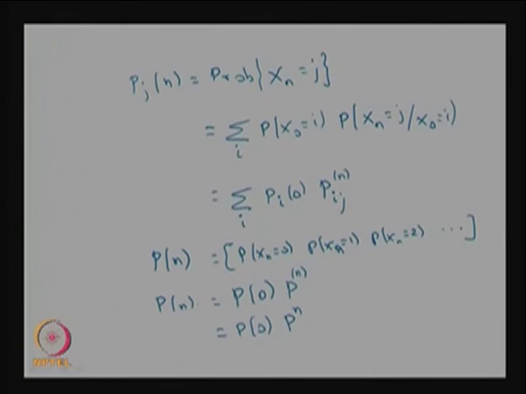That means, if you want to find out the distribution of x n for any n, you need only the initial probability vector and the one step transition probability matrix. Because the discrete time Markov chain is time homogeneous, we need only the one step transition probability matrix and the initial probability vector to find out the distribution of x n for any n. So, with the help of the one step transition probability matrix and the initial probability vector, you can find the distribution of x n for any n.